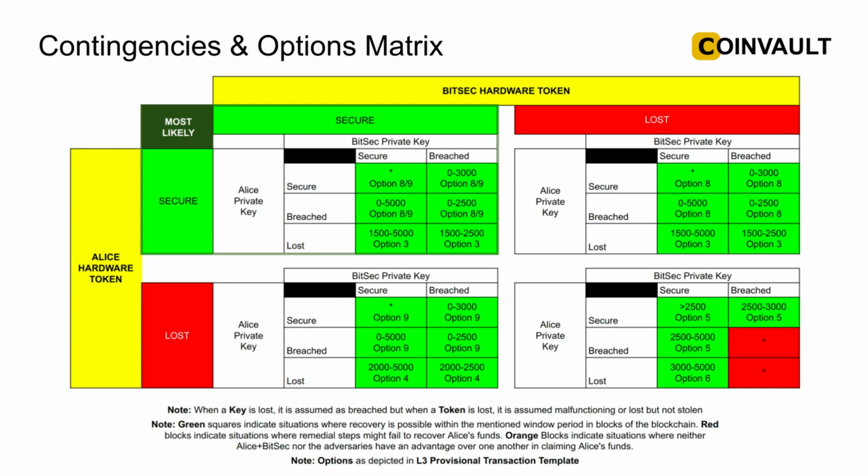To sum it up, here we can see what options of the L3 provisional transaction can be used to recover funds and prevent loss under various circumstances. As you can see in this matrix, hybrid custody using smart vaults can help recover Alice's Bitcoin most of the times, except in those few highly unlikely situations where both private keys and hardware tokens are lost by either or both parties, and information security is breached. It is worth noting here that, even in those rare circumstances, only funds belonging to those customers who have lost both their private keys and hardware tokens are vulnerable, and it is not a BitSec-wide vulnerability. Also, hybrid custody using smart vaults can be customized by modifying the deposit and provisional transactions to handle other contingencies as needed.